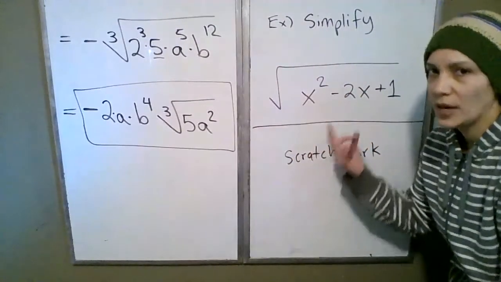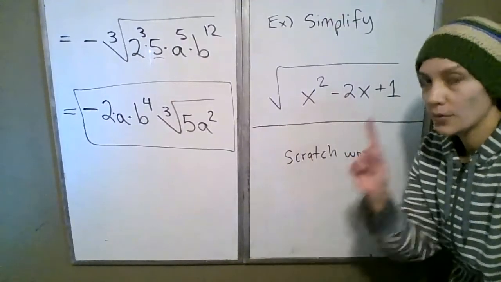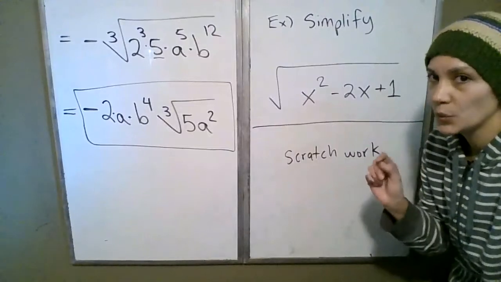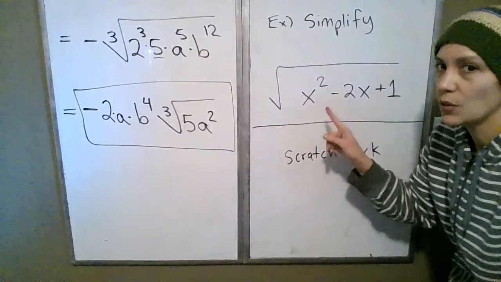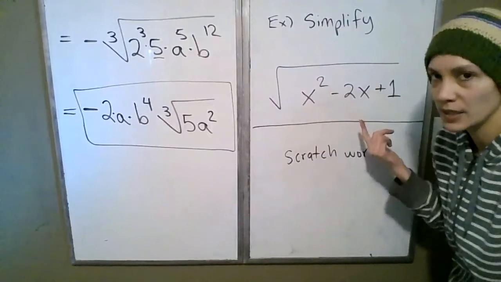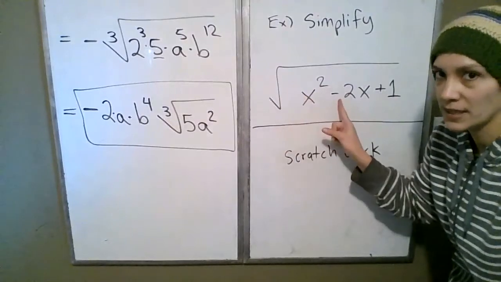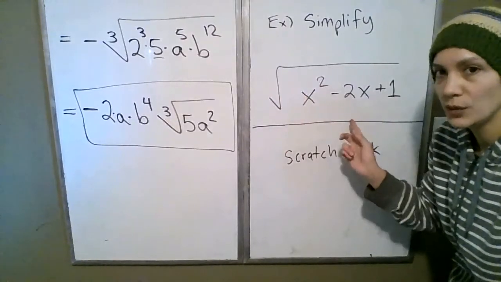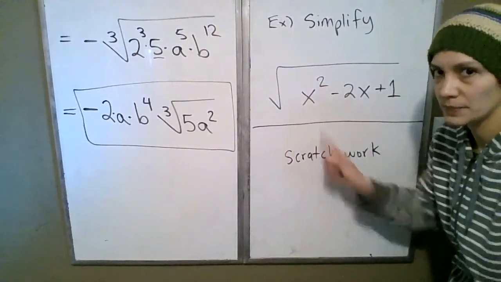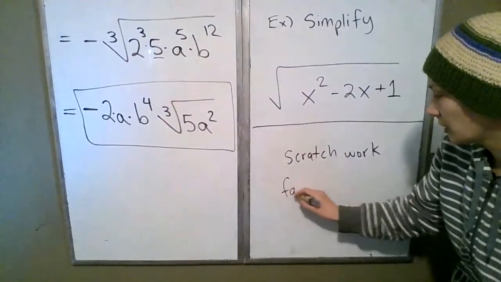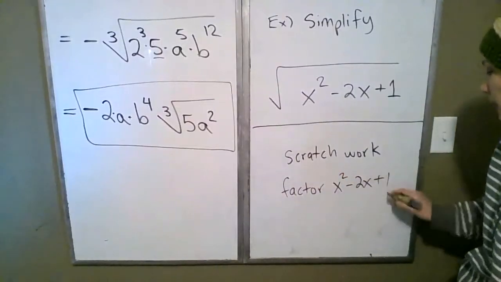So even though you don't really have a problem like this on your homework, or it won't be on your test, I just want you to know or remember there aren't any rules for radicals that involve subtraction or addition. So we're not going to break this up into 3 pieces, and we do not have an x right here because of that minus sign right there. But what we could do is try to factor this whole part under the radical. So factor x squared minus 2x plus 1.